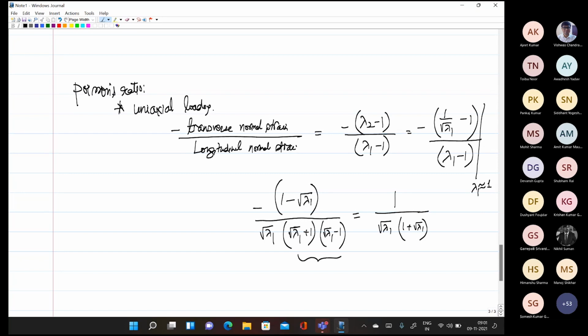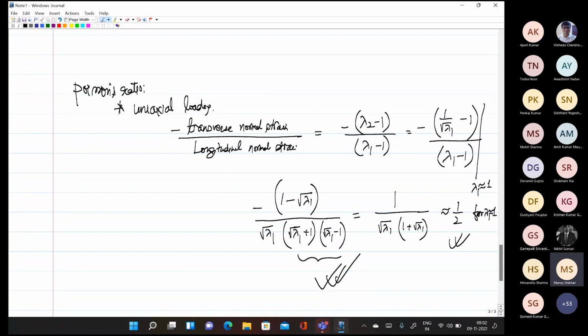Now we have to set lambda 1 equal to 1 in this, because I want to look at that ratio when lambda 1 is very, very close to 1. When you do that, what are you getting? It's becoming equal to 1/2, for lambda 1 close to 1. And you must have learned that for an incompressible material, the Poisson's ratio is 1/2, and that is why you are getting this 1/2 here. But in general, for a large deformation case, Poisson's ratio does not remain fixed. As you can see here, it's a function of lambda 1.